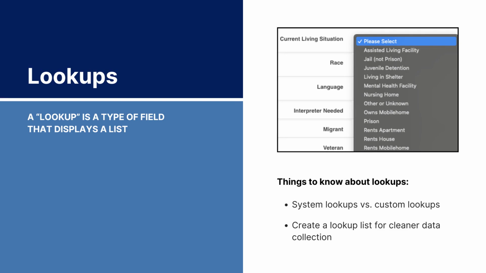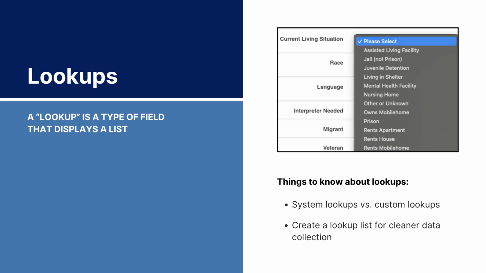We'll move on to lookups, which are a type of field that displays a list. Like I mentioned on the previous slide, the current living situation list is pulling a lookup list. There are system lookups in Legal Server, and again, there are custom lookups. You can create your own custom lookups. So this current living situation, for example, already exists in Legal Server; that's a system lookup. You can modify an existing system lookup, or, for a custom field, you can create your own custom lookup list.